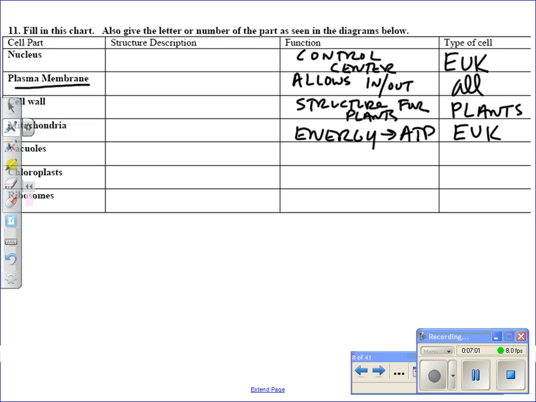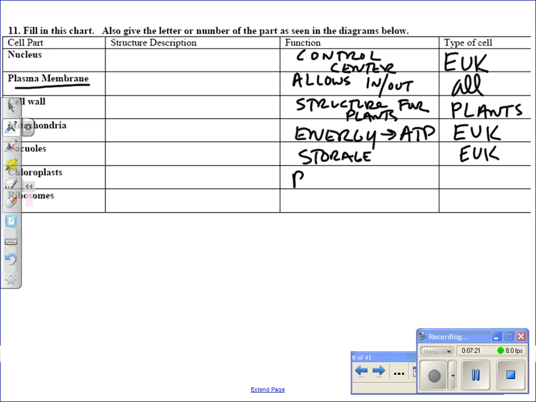Vacuoles. Vacuoles are used for storage. The whole point of having a vacuole is storage, kind of like a cupboard or closet in the kitchen. You can store stuff in there. Cells store all kinds of stuff: they store water, other materials, nutrients. Vacuoles are also going to be in eukaryotes.